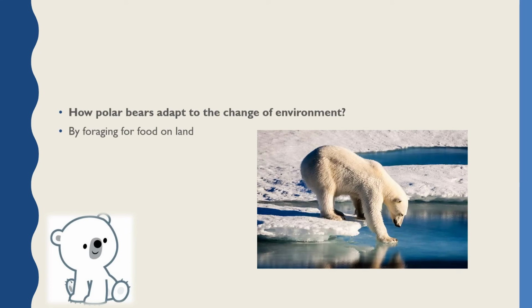How polar bears adapt to the change of environments. While polar bears have shown some ability to adapt to the changes in their surroundings as sea ice decreases, for example, by foraging for food on land, scientists project polar bears will become more food-stressed as sea ice decreases and populations will decline.